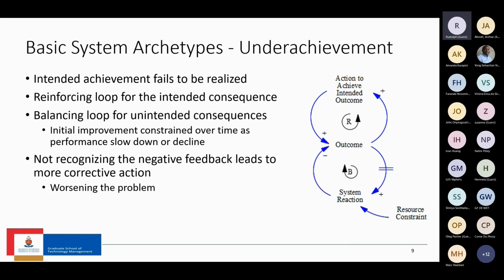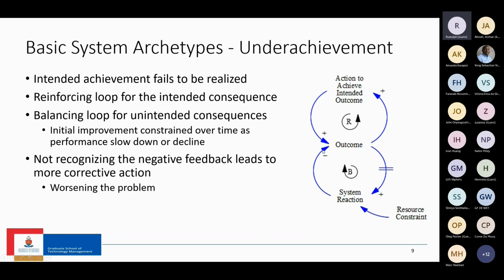So the first one is called underachievement. This is where you have an intended activity to try and achieve something, but it fails to materialize. You have a reinforcing loop to achieve an outcome, but there is a system reaction that is a balancing loop that works against this, which is maybe from some sort of constraint sitting outside the system. The balancing loop over time will increasingly counter this outcome that you want to achieve, especially because you have a delay present in it.